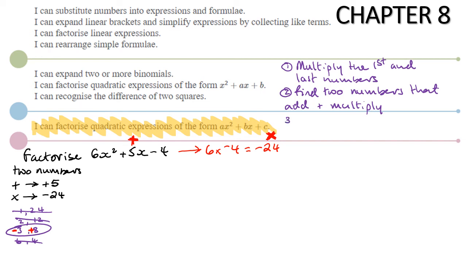Step number 3, put the numbers in brackets.